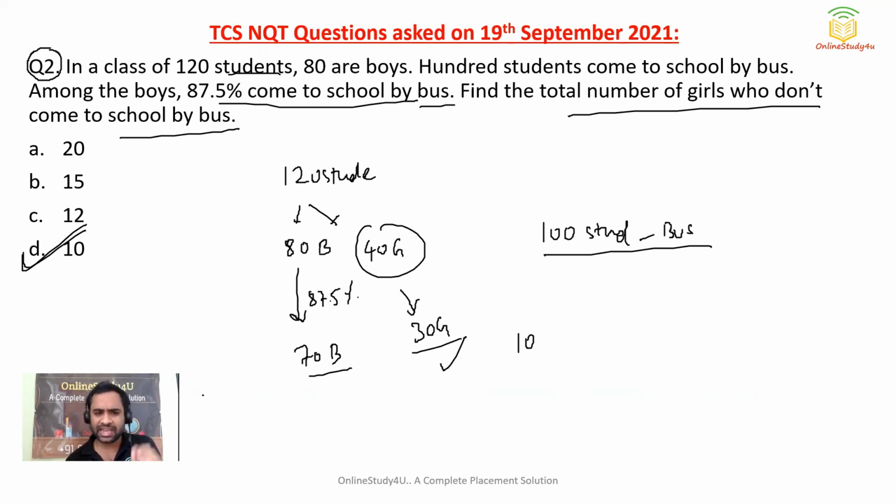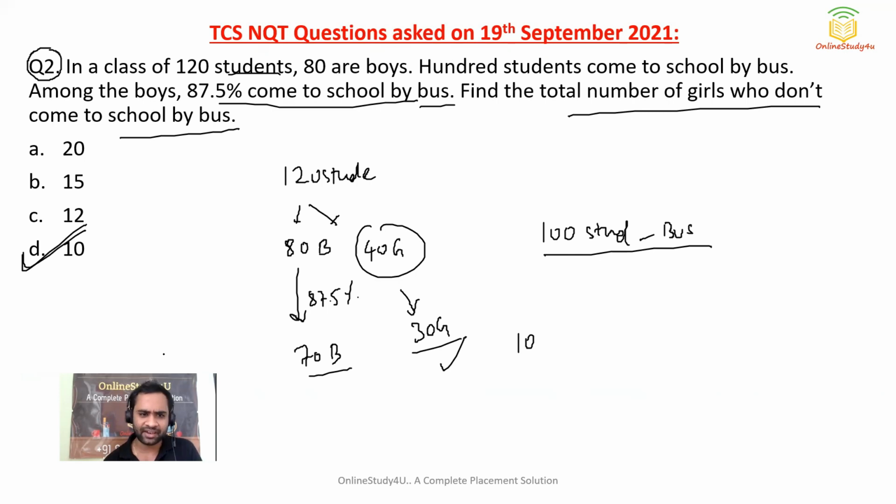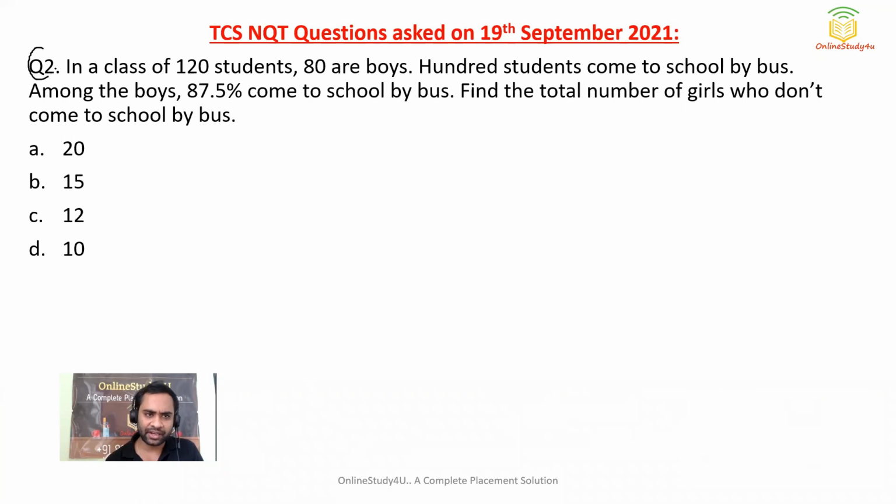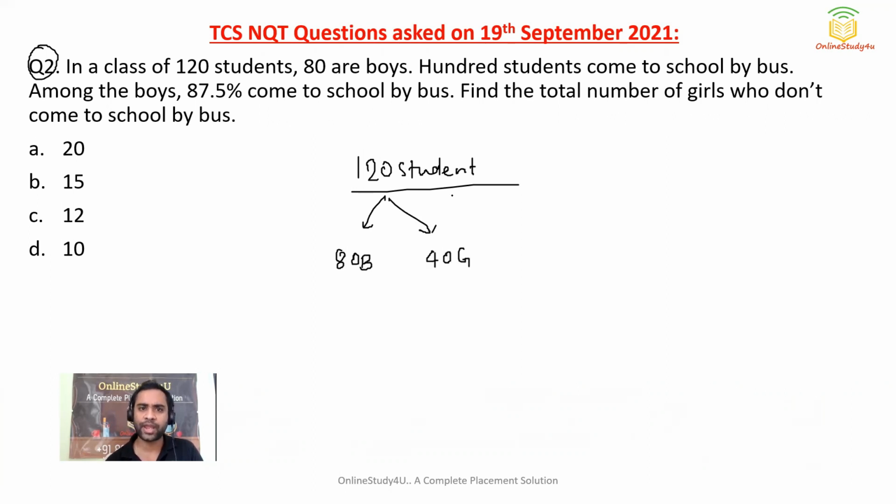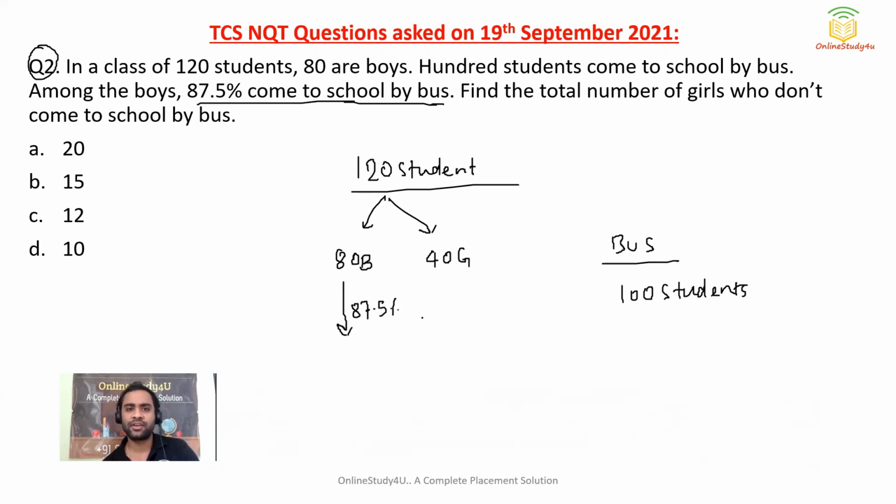Now friends, the easy sums are very few. Easy sums are very, very few, trust me. Now I will erase all the data and make you understand what they're asking. In a class of 120 students, the total number of students is 120. 80 are boys, so definitely 40 will be girls. Now 100 students come to school by bus, so in total 100 students go by bus. Among the boys, 87.5% come to school by bus.